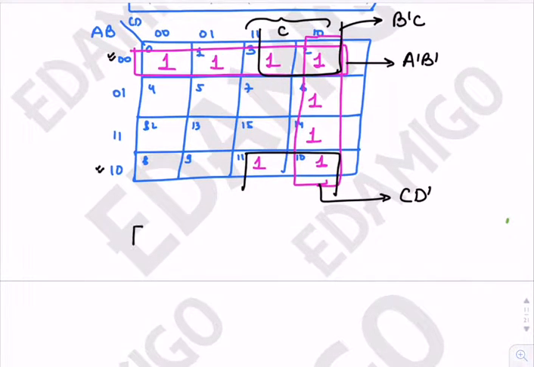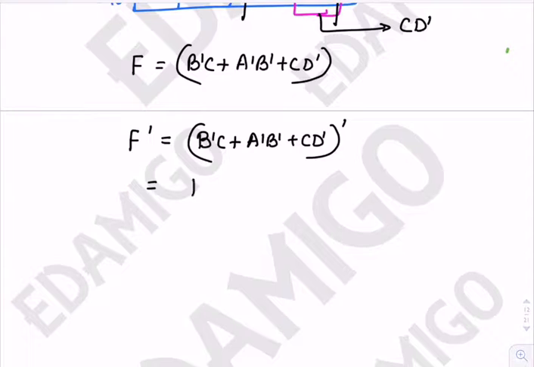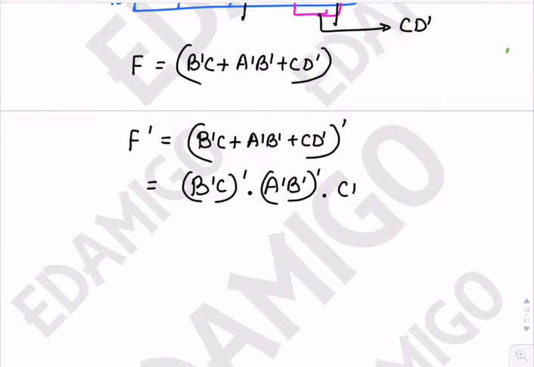Okay, so we have the function F equals B bar C plus A bar B bar plus C D bar. This is the function, so we have to implement the function complement, that is (B bar C plus A bar B bar plus C D bar) whole bar, that is (B bar C) whole bar multiplied by (A bar B bar) whole bar multiplied by (C D bar) whole bar.